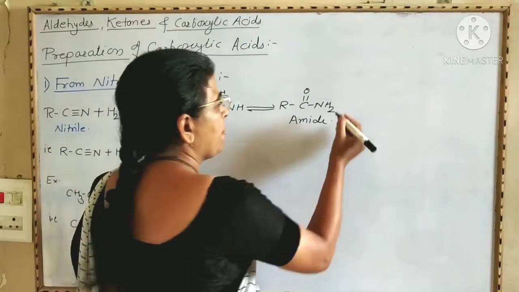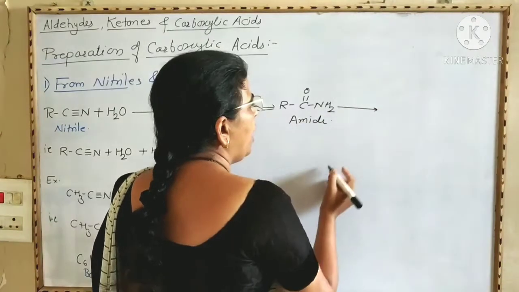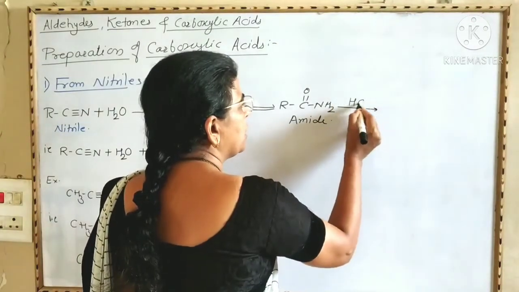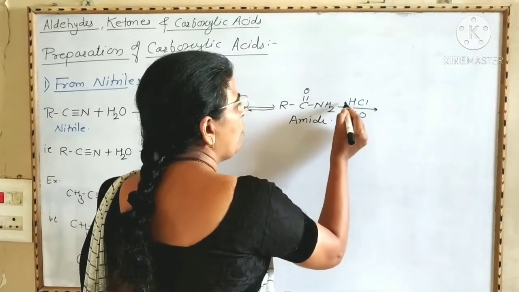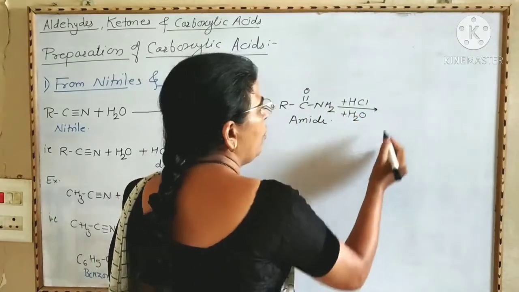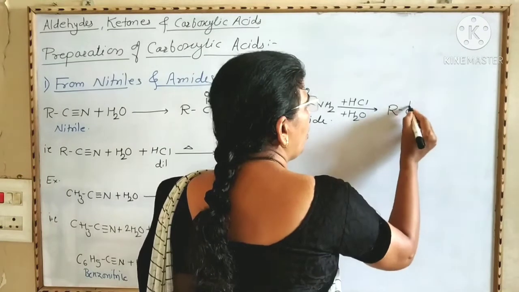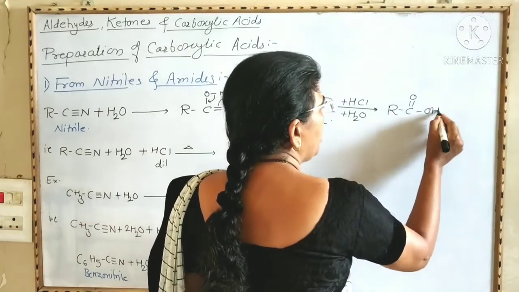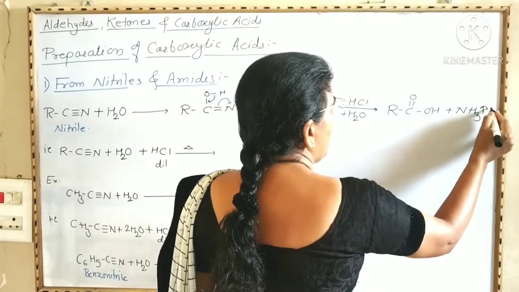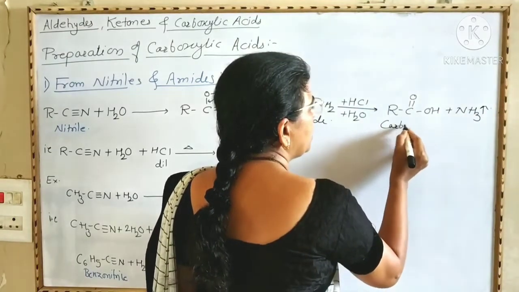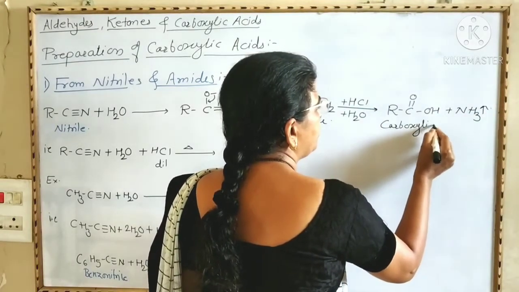Now this amide undergoes acid hydrolysis. That is, addition of H2O is carried out in presence of HCl to form RC double bond O OH plus NH3. This is ammonia, and this is carboxylic acid.